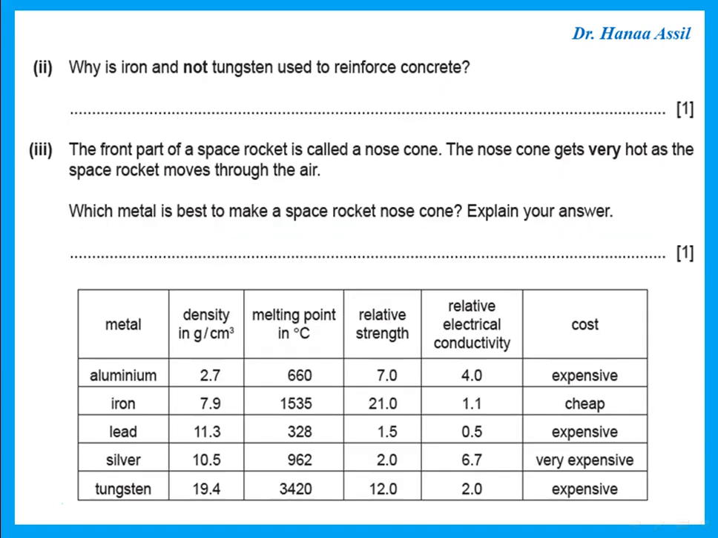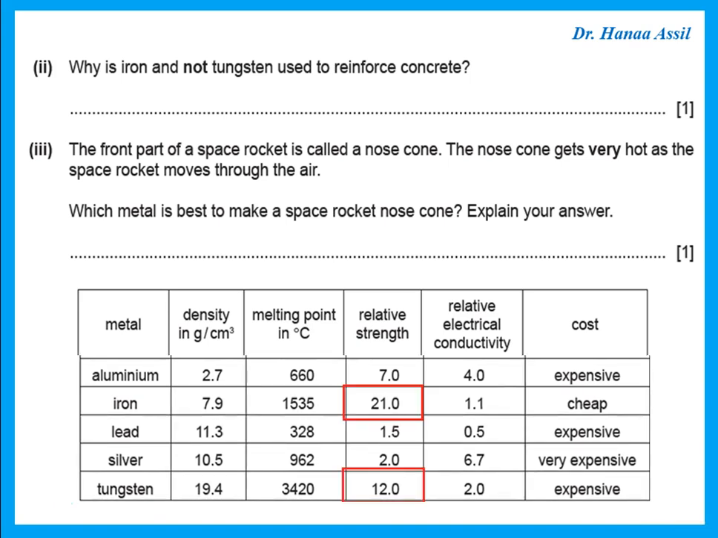Why is iron and not tungsten used to reinforce concrete? Reinforce concrete means I want to make it strong. So I need something that is strong. He's saying iron and not tungsten. Where is iron and tungsten? We're looking at the strength. Iron is 21 and tungsten is 12. So obviously this is because iron has higher strength.